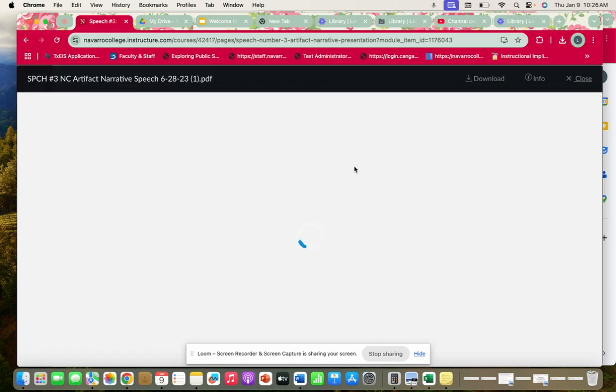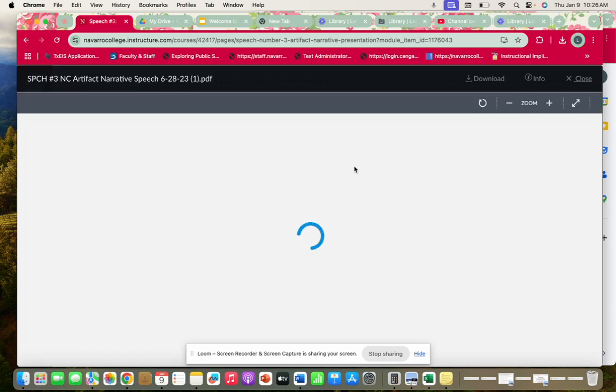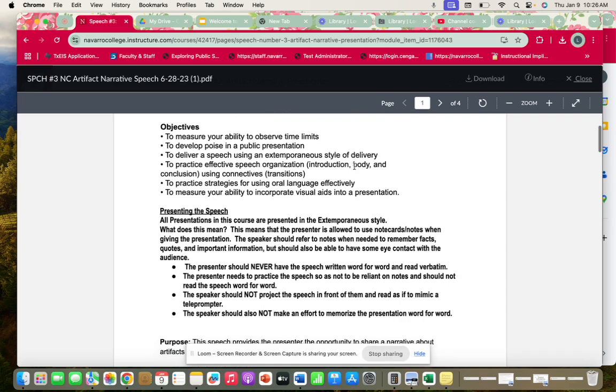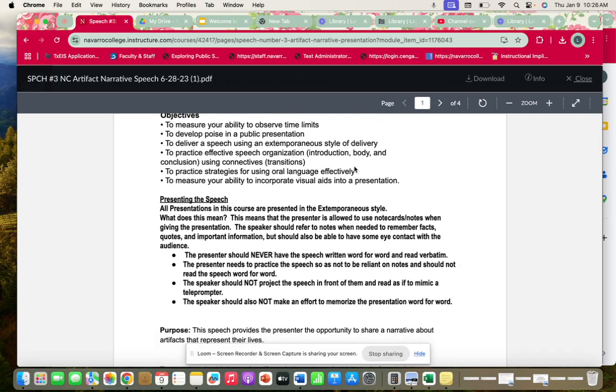This presentation is similar to the influences one, where it gives you an opportunity to reflect on the things that are important to you and that you feel represent you. The objective is to measure your ability to observe time limits, to develop poise in a public presentation, and once again deliver using an extemporaneous style of delivery. Like we've discussed in previous videos, that style allows you to use note cards as reminders of what you're going to say, but you don't read anything word for word. You practice so that you're comfortable with the material, you're familiar with what you want to say, and you have notes to cue and remind you if needed.